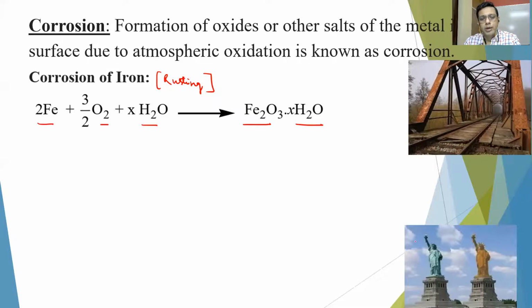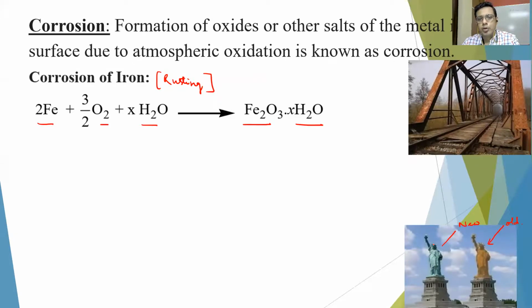Statue of Liberty. Now the Statue of Liberty, this brown was the old color, and this is the new color. So with time, it gets converted from this brown, reddish brown color, to this green color. So why has this transformation taken place?